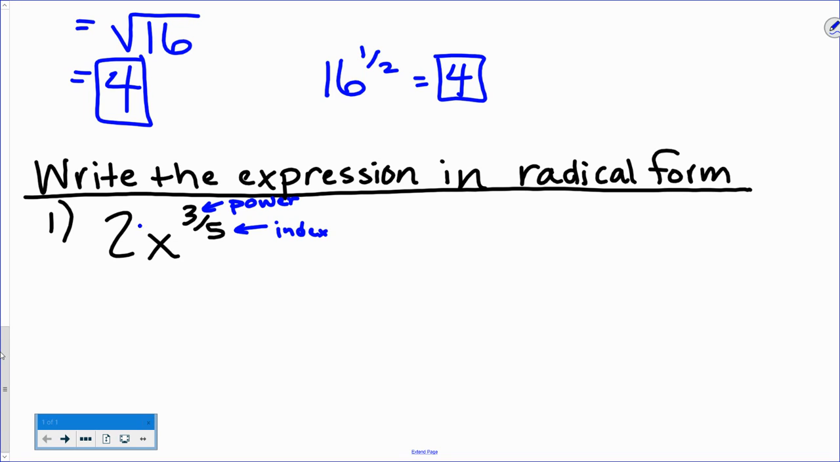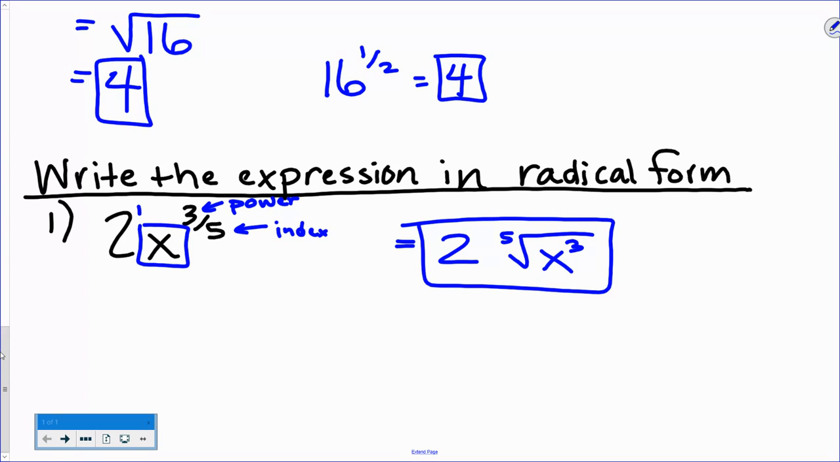Notice that x is the only thing being raised to that power. 2 is not being raised to that power because it doesn't have parentheses around it. 2 is just to the first power. So make sure your 2 is not inside of your radical because it's not being raised to that fraction exponent. Since 5 is on the bottom, that is my index. 3 is on top, so I'm raising x to the third power. So not really any work to show. It's just the knowledge of that rational exponent.